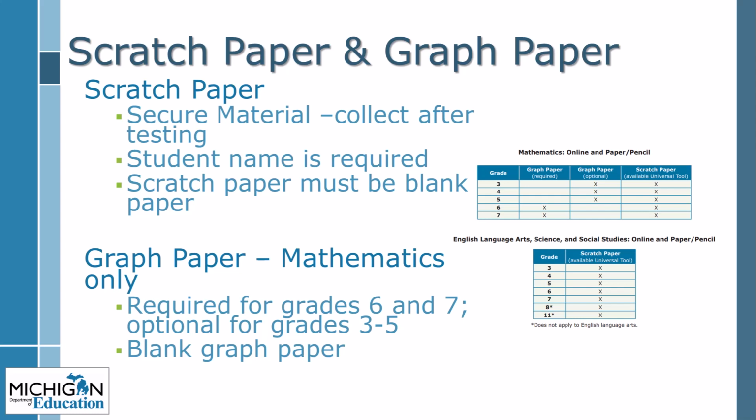Graph paper is allowed for grades 6 and 7. It must be blank graph paper. M-STEP graph paper is delivered to schools with the initial materials according to pre-ID counts, and it is also available on the M-STEP webpage. The M-STEP scratch paper policy is in the appendices to the test administration manual, and it is posted on the M-STEP webpage.